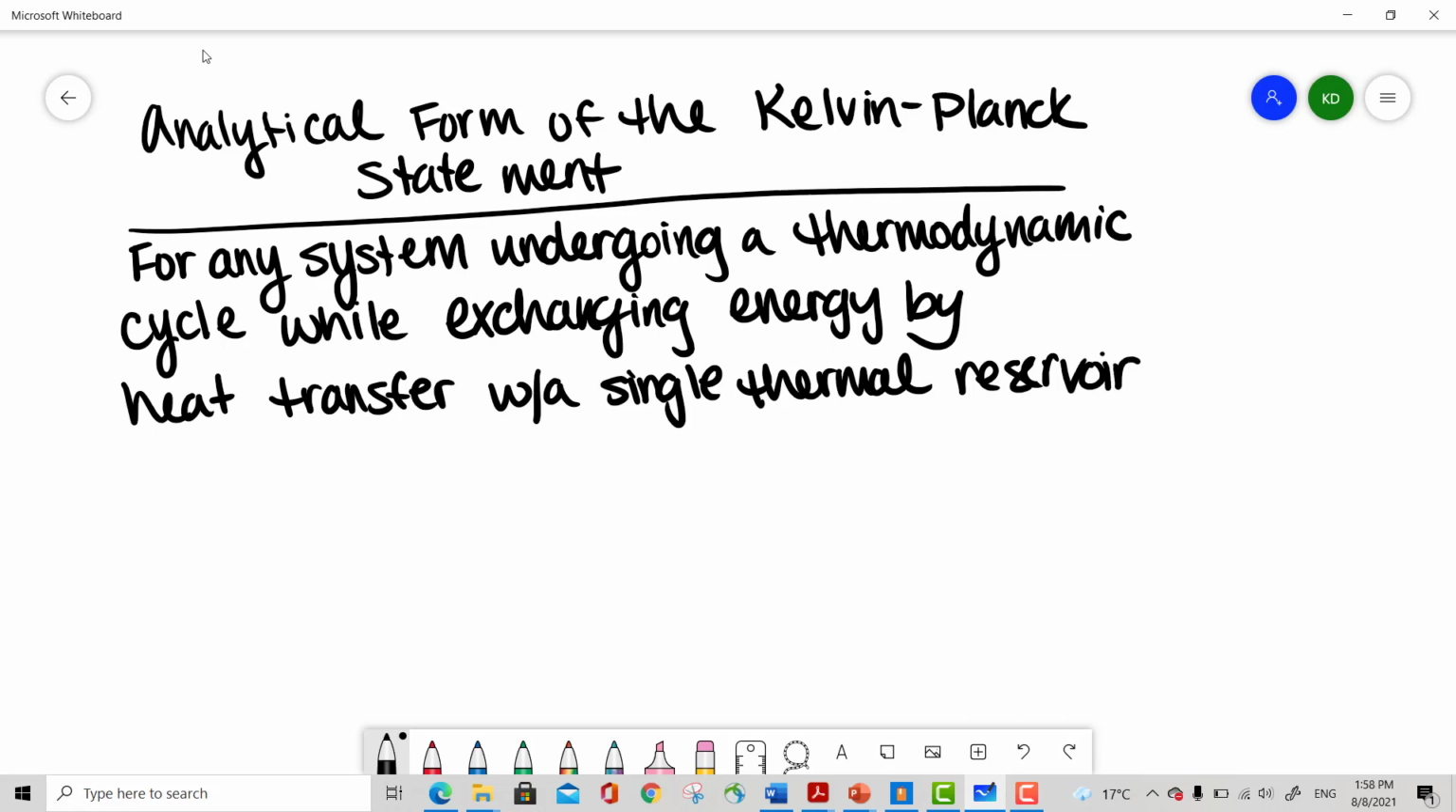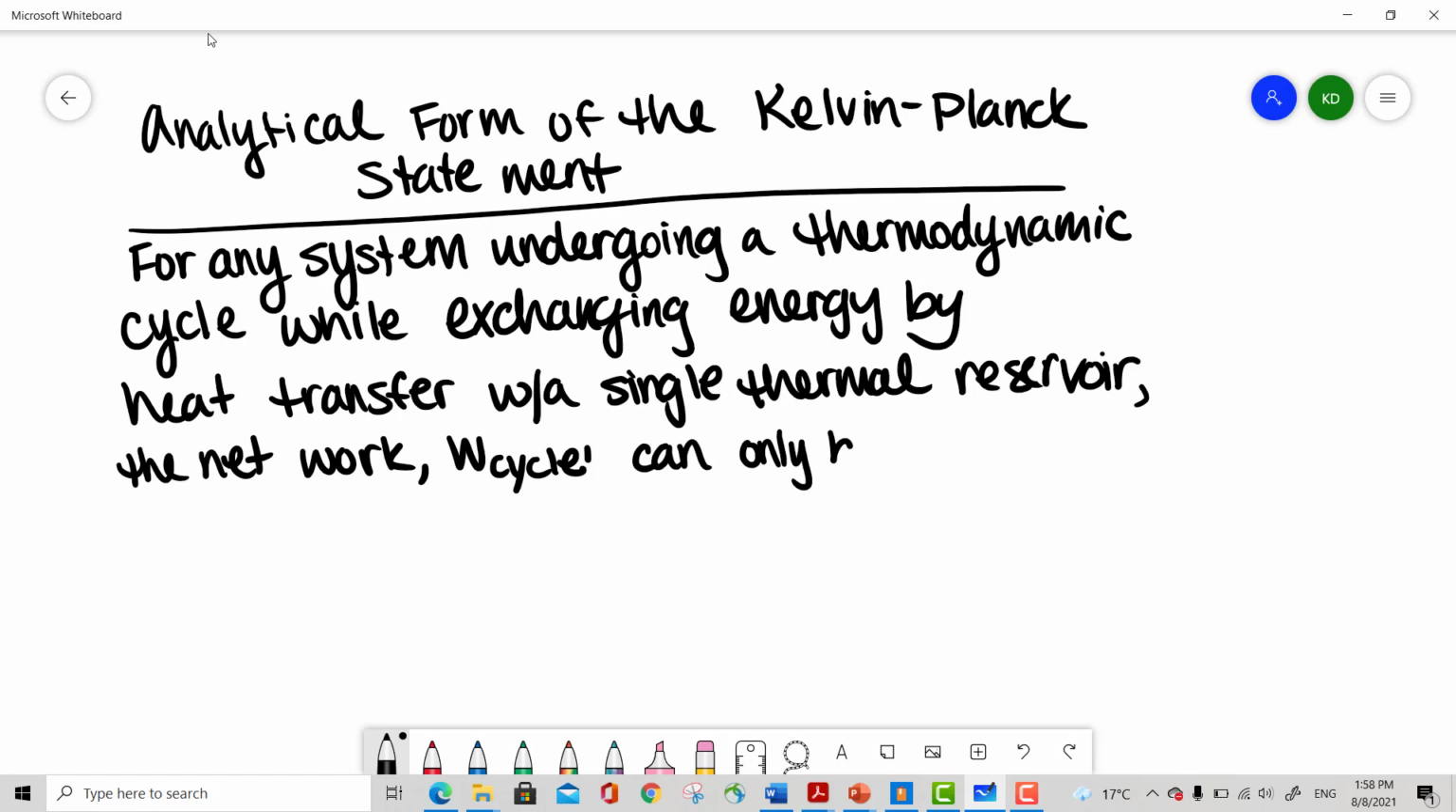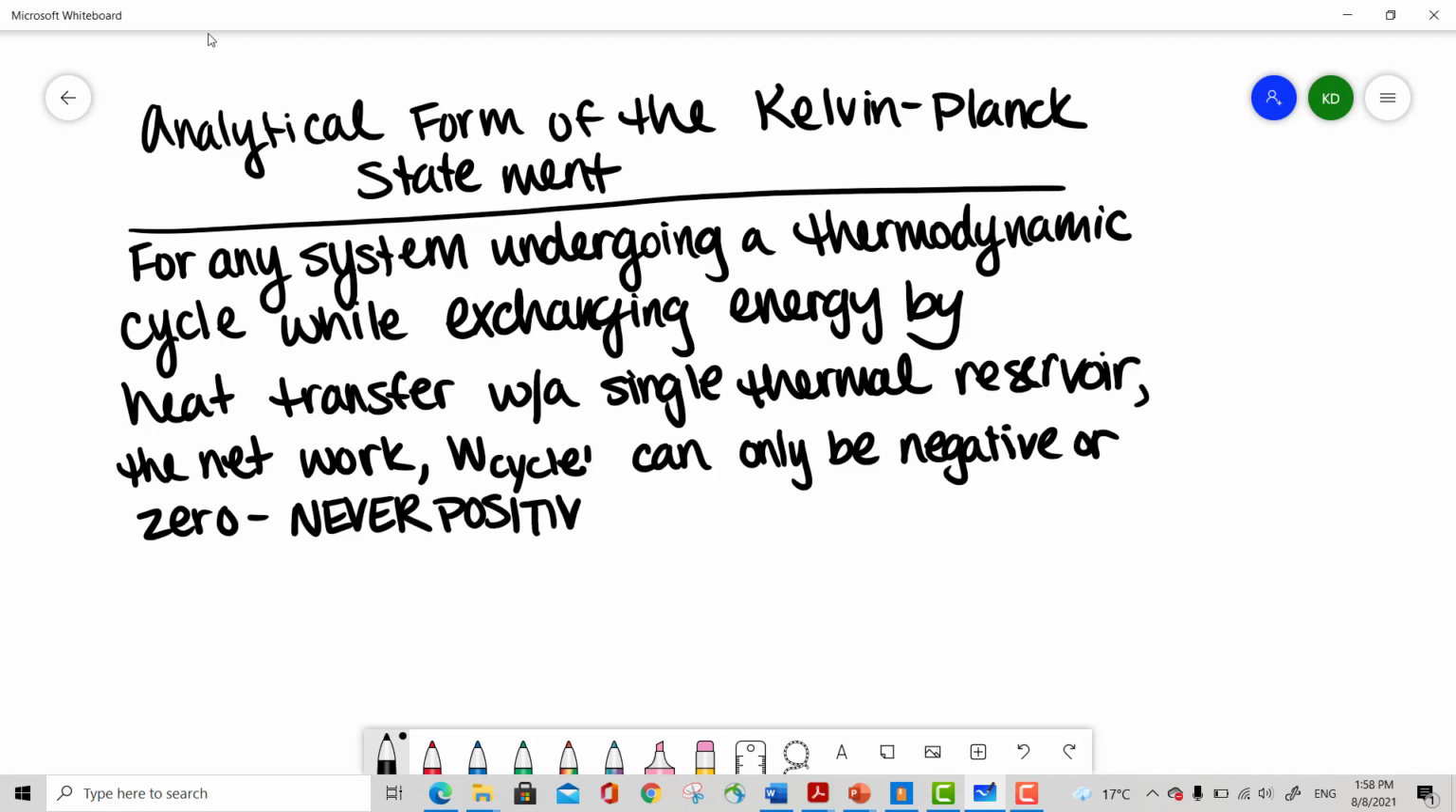The net work, so the work of the cycle, and we'll just do that as prime, can only be negative or zero, never positive. So this is kind of like the unabridged version of that statement.